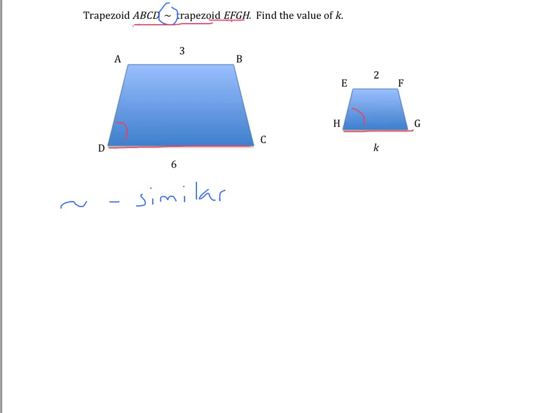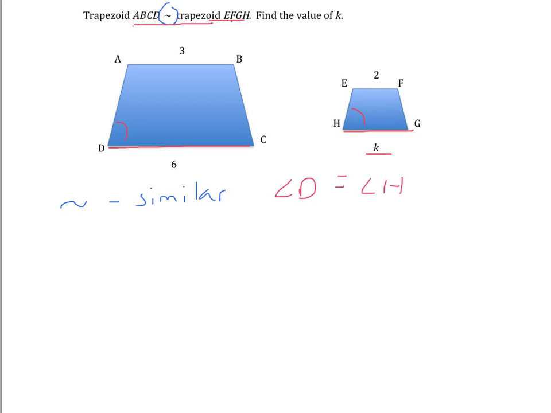Similar figures have two properties. The corresponding angles are equal, and the lengths of corresponding sides are in proportion. So angle D corresponds with angle H, so those two angles would be equal to each other. And corresponding sides, DC corresponds to HG, and they would be in proportion. So if I'm looking for the measure of K, I can set up a proportion as long as I know enough information from the other sides to set up a proportion.